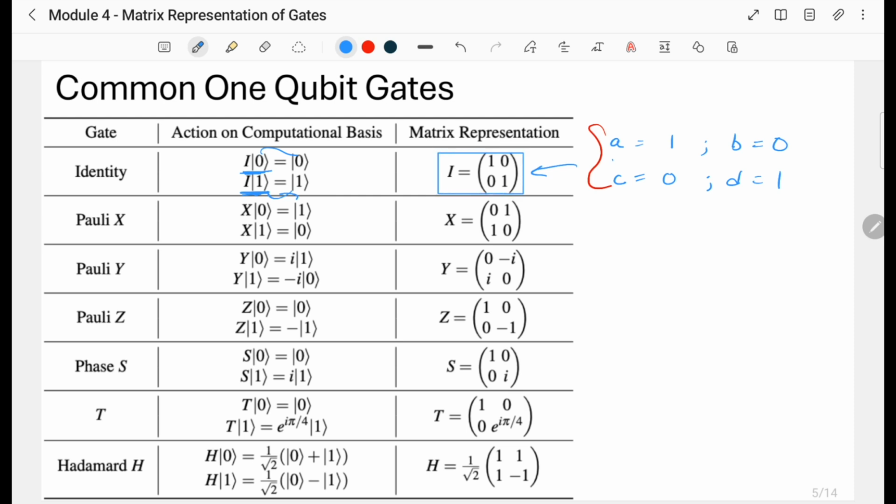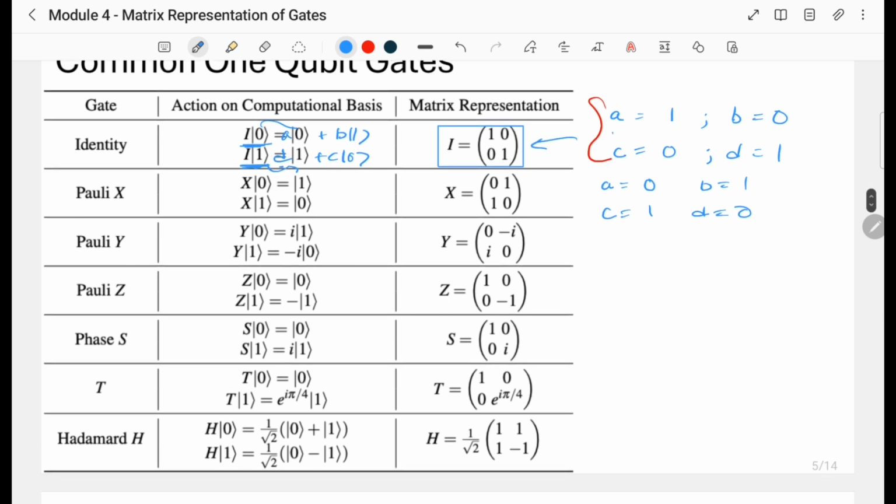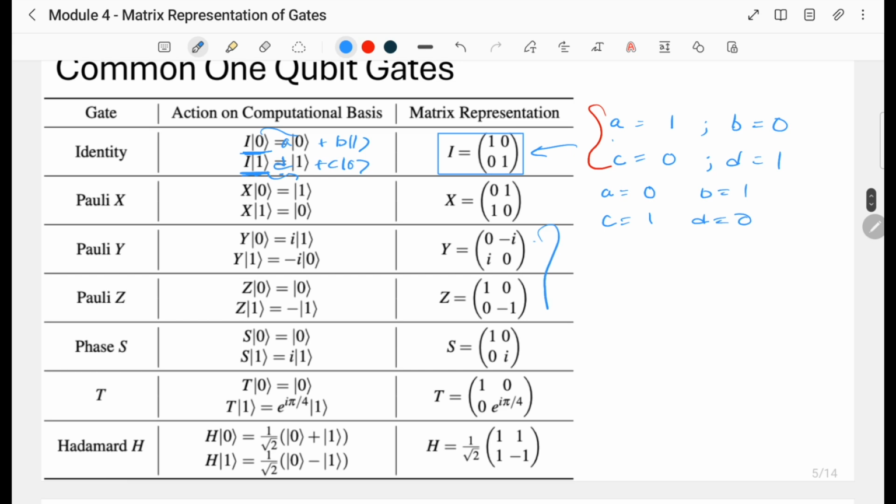Similarly, for the NOT gate or the Pauli X gate, you can follow. We'll get our A equals 0, B equals 1, C equals 1, D equals 0 from this transformation. So I can write this as A0 plus B1, plus C1, let's say D1 plus C0. So here's how we get that. You can follow through as an exercise to obtain all these gates as matrices.